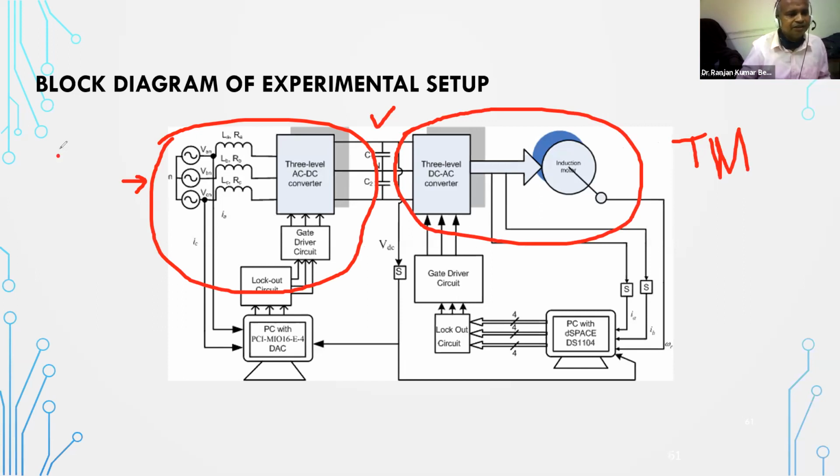Input side is a utility friendly converter. That means if you see a rectifier, rectifier current is like this, a pulsating current.